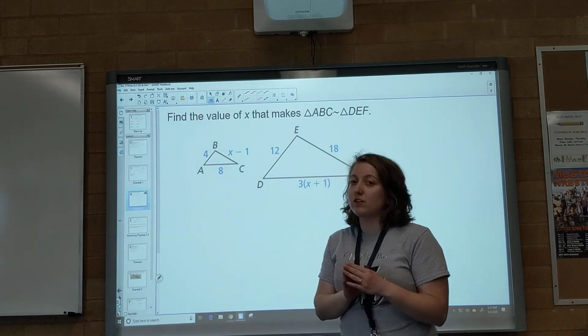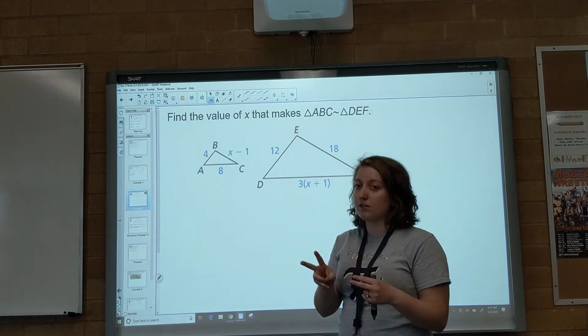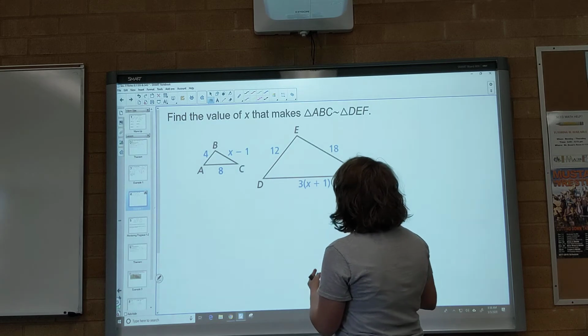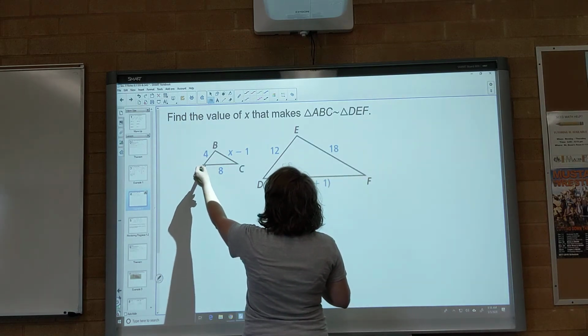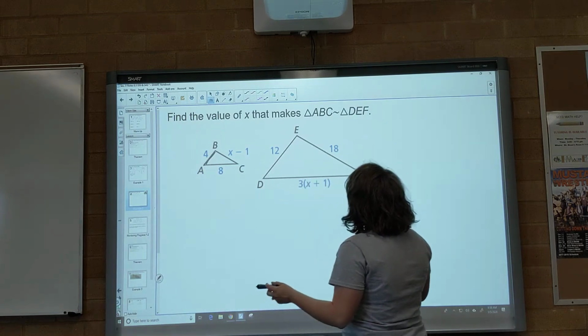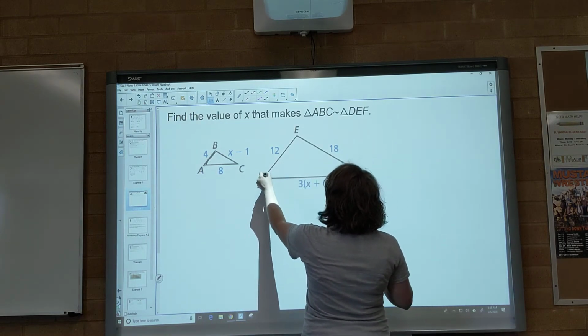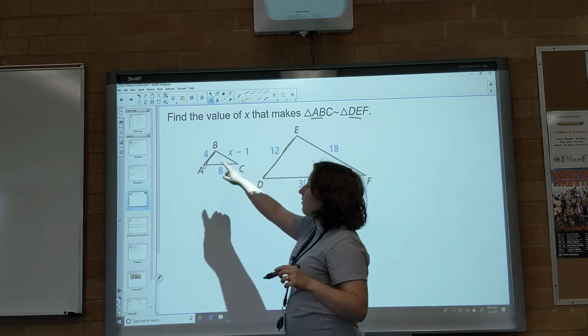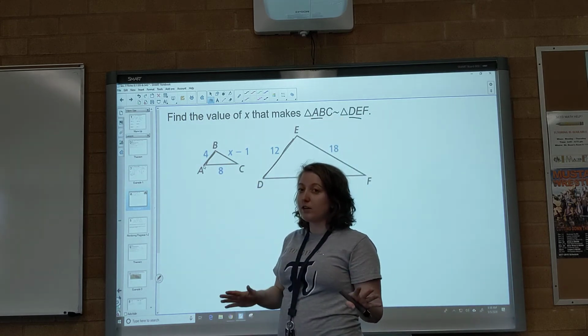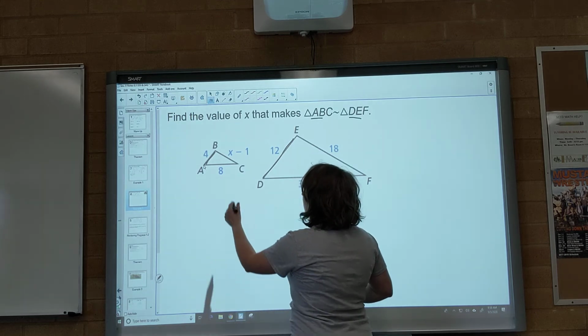My scale factor is going to be where I've got 2 numbers and no X's, 2 numbers that go together. So I'm going to follow the letters on this one. I know that AB has a number, that's 4, and DE also has a number. So those 2 letters go together in the similarity statement, and they both have numbers. So that's my scale factor. I'm going to go ahead and write that down first.